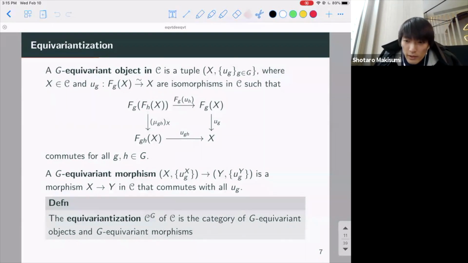So you can already tell if you go back to the example that I mentioned. I have the trivial action of G on vector spaces. Then a G equivariant object is a vector space together with, well, this is just a map from X to X in that case. So it's an isomorphism for every element g. And this compatibility is exactly giving you that it's a representation of G.